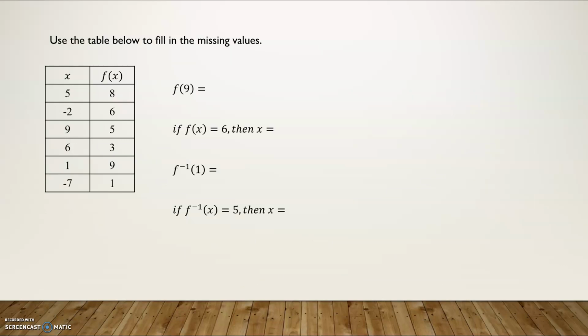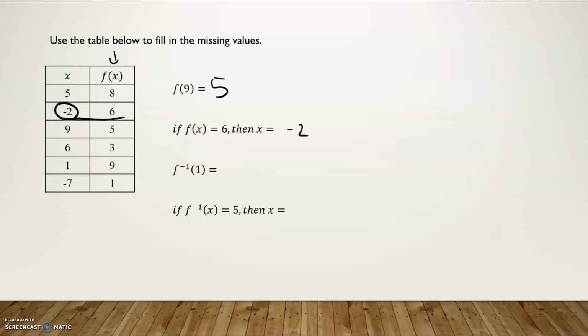So find f of 9. Now remember this is f of x. So what they're saying here is that x is equal to 9. We're trying to find y, really. So we go to the x values, go down to 9. That means that f of 9 is really just 5. Okay, and then we're going to find, if f of x is equal to 6, then x is equal to. So f of x is equal to 6, so that means x is equal to negative 2.